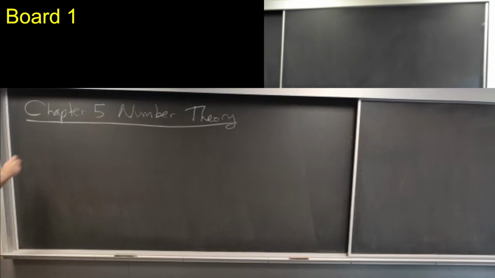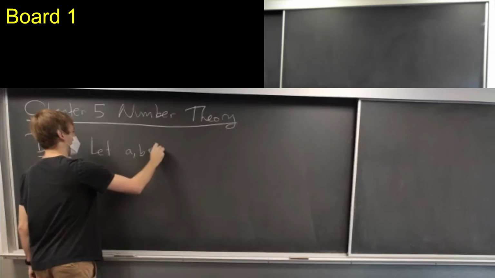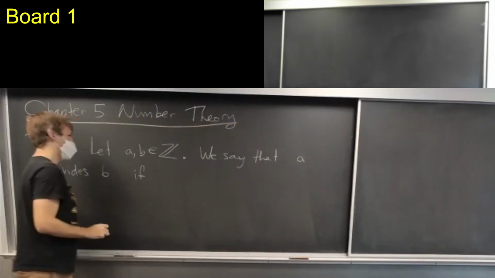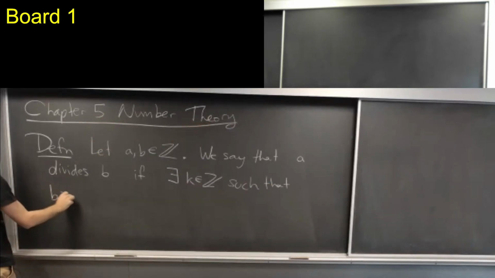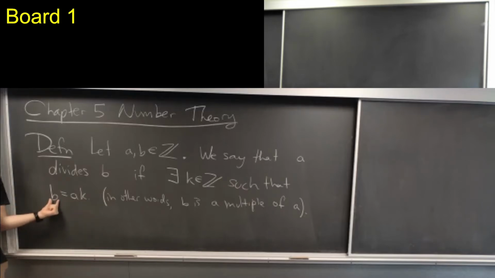So the next thing we're going to talk about is, like I said, divisibility. Let a and b be integers. We say that a divides b if there exists an integer k such that b is equal to a times k. In other words, a divides b if b is a multiple of a. So that's what this equation means, right? b is equal to a times k, where k is some integer. So this really just means b is a multiple of a.